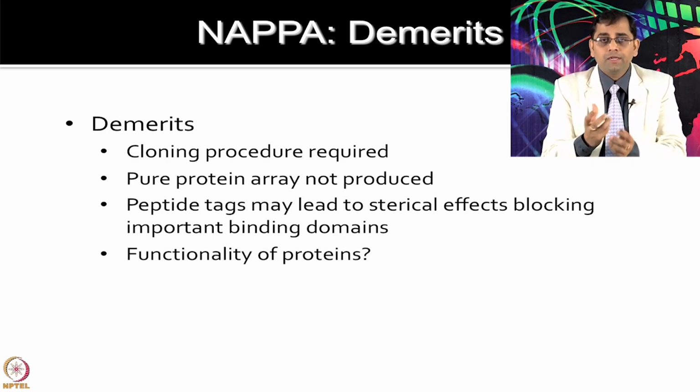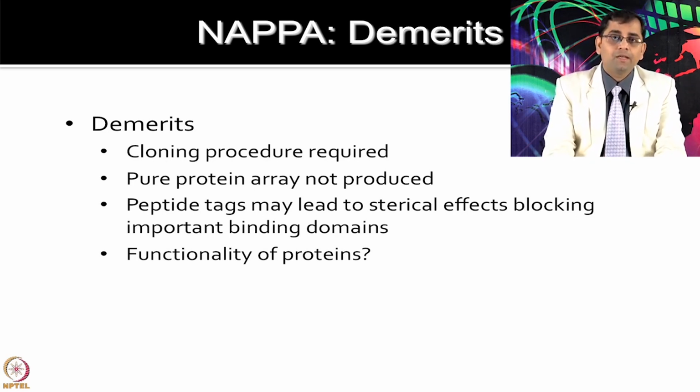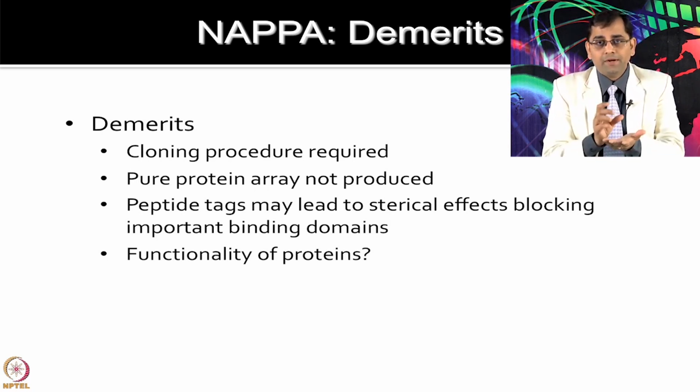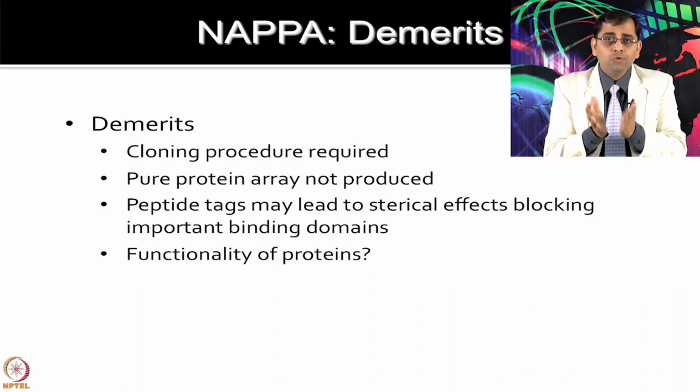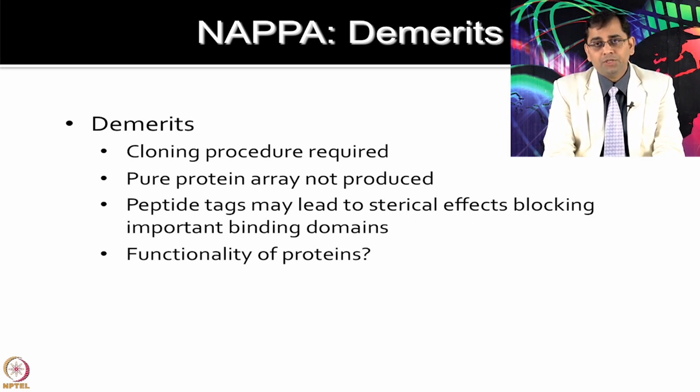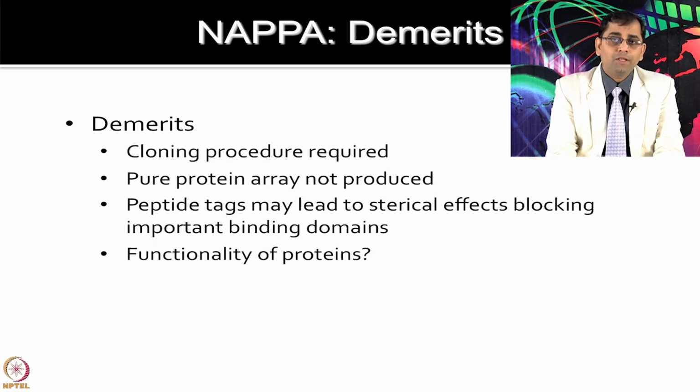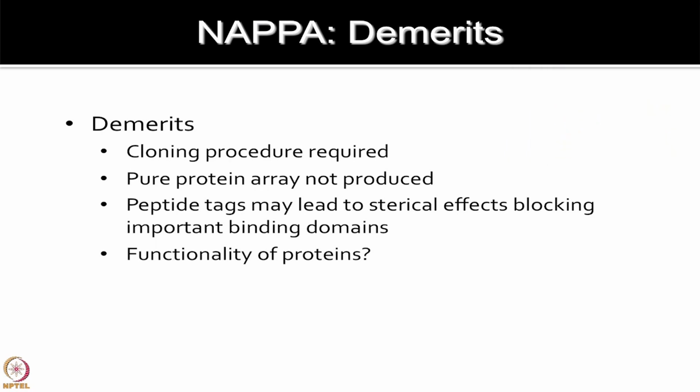Even if protein is produced, it is not going to be a pure protein array, because if you were to just purify the protein and print it on the chip, versus in this case when you already have DNA and protein is produced, you will have other material which may give some non-specific signal as well. Although there are experiments which have shown that only the protein is showing the good signal, you cannot rule out the possibility of some neighboring effect from the other things which are part of the master mix. Peptide tags, which are part of the chemistry here, may lead to steric effects and block important binding domains.